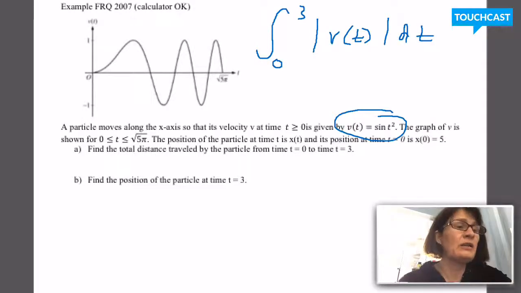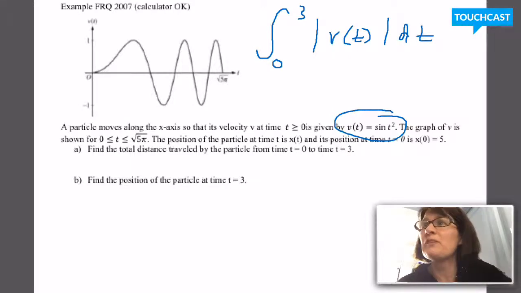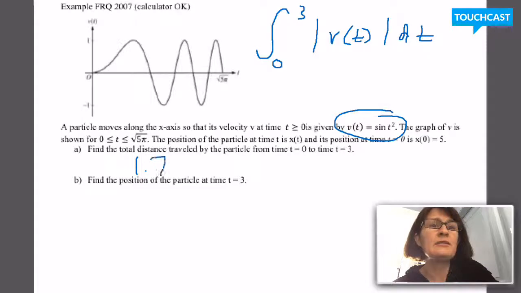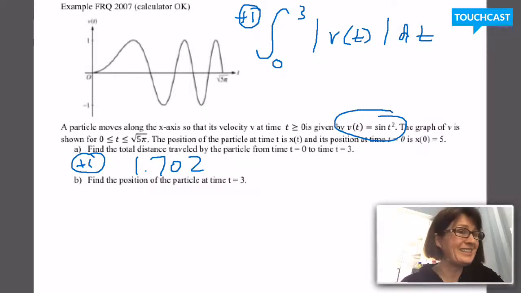dt. You can plug this into your calculator. There's an absolute value function on the same menu where you find the numerical integration function, and we get the answer which I've computed here, which is 1.702. So for 1 point you would write this integral, and for a second point you would plug it in your calculator and evaluate it correctly.